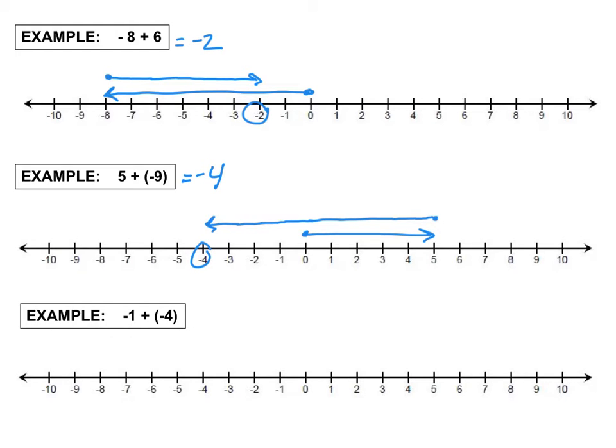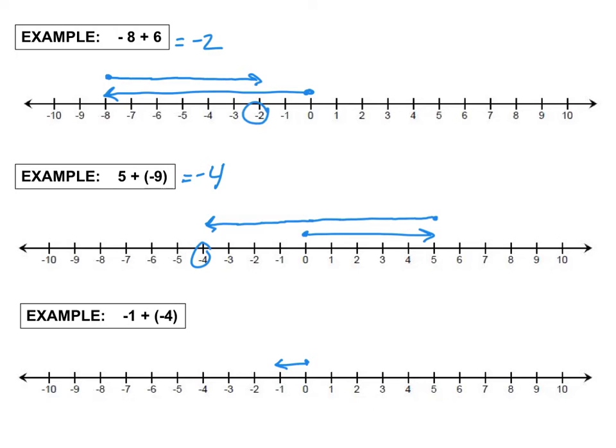All right, let's look at our next example. I have negative 1 plus negative 4. So again, I'll start at 0 and I'll go to negative 1. And now I'm going to add a negative 4. Now, that means from negative 1, I'm adding a negative. I'm going to go further to the left.